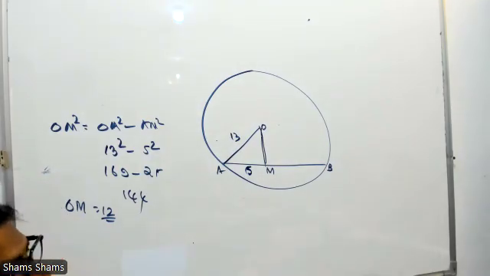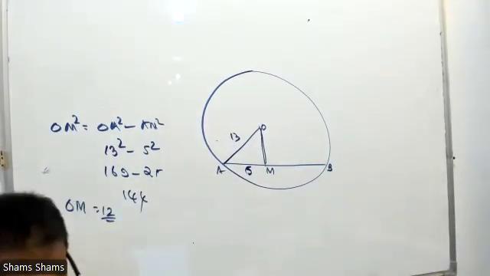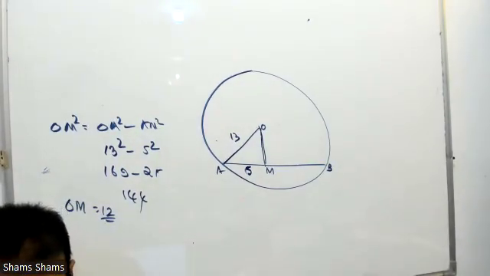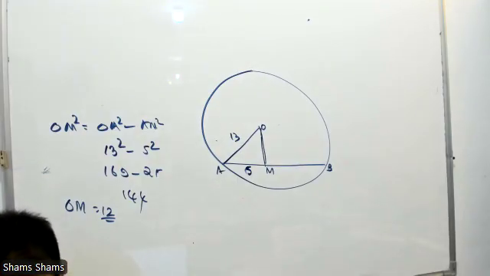Then you write AM square equals OA square minus OM square. That's all you write. Okay, finished. Next question.